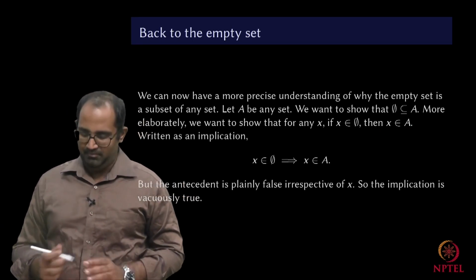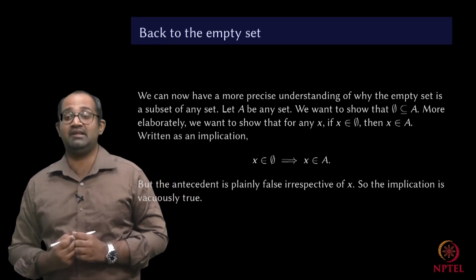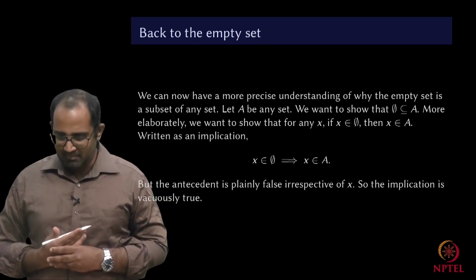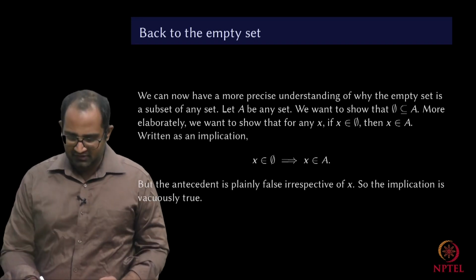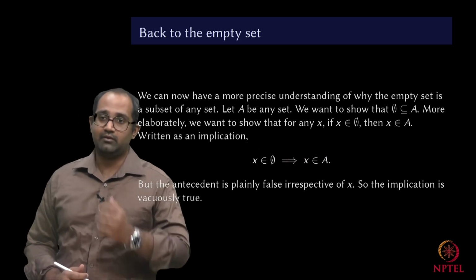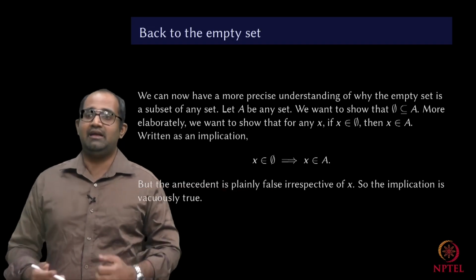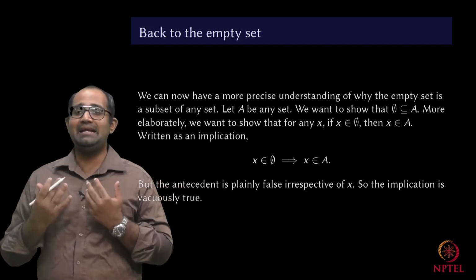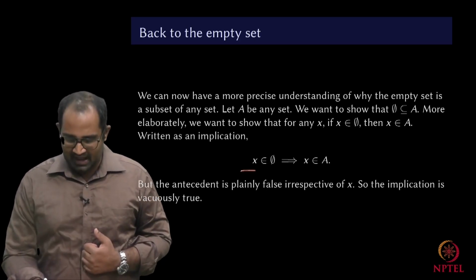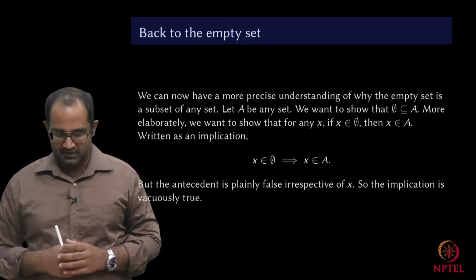So, when you write this as an implication, x in the empty set implies x in A. Now, how can this implication be false? The only way by which this implication can be false is if the antecedent is true, whereas the consequent is false. But that can never happen because the antecedent is plainly false irrespective of what x is. By definition, the empty set is the set that has no elements, therefore, this antecedent can never be true. So, the implication is a vacuously true statement.